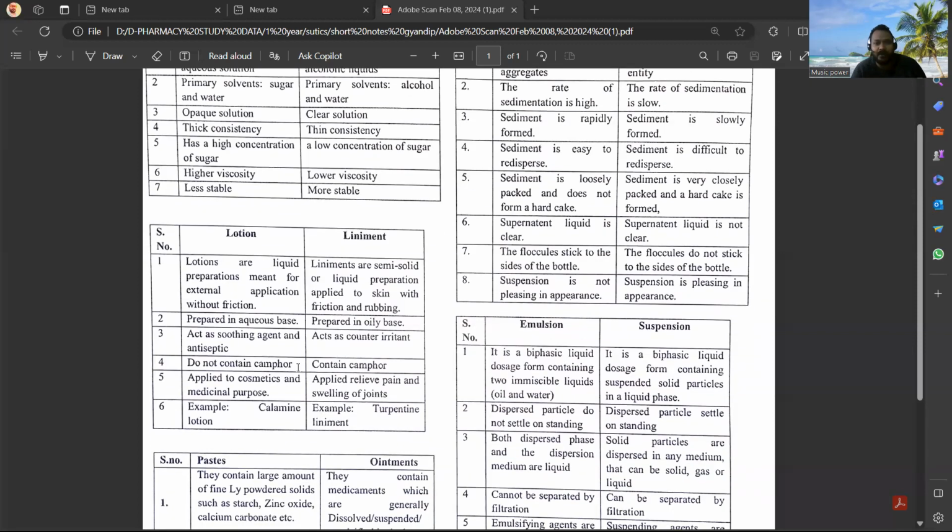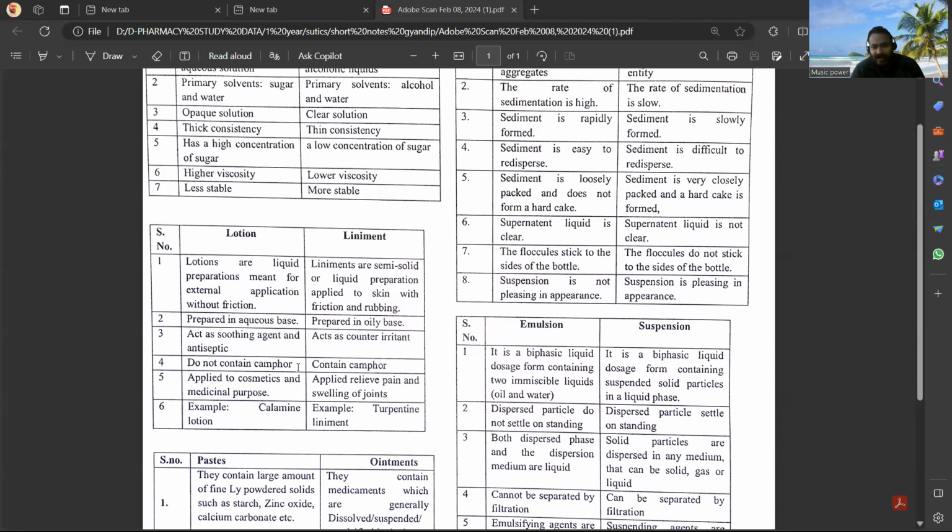Lotions are liquid preparations made for external application without friction, and liniments are semi-solid and liquid preparations applied to the skin with friction or rubbing. Lotions are prepared in an aqueous base and liniments are prepared in an oily base. Lotion acts as a soothing agent with antiseptic effect, and liniments act as a counter irritant.